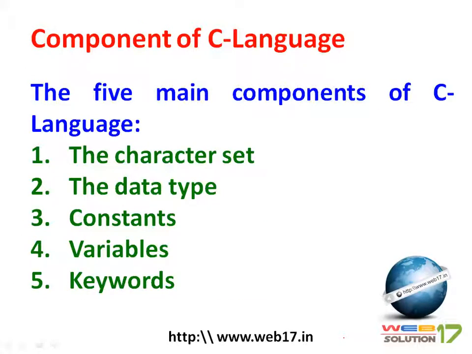Now we are looking at some basic components of C language. There are 5 main components of C language. The first is the character set. The second is the data type. The third is the constant, the fourth one is the variables, and the last one is the keyword.